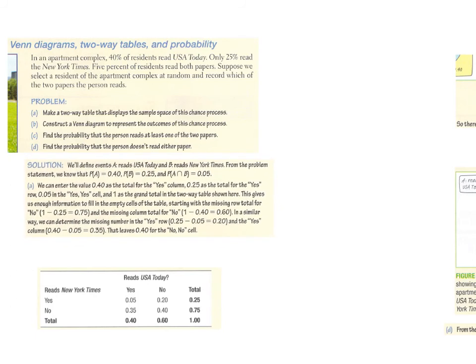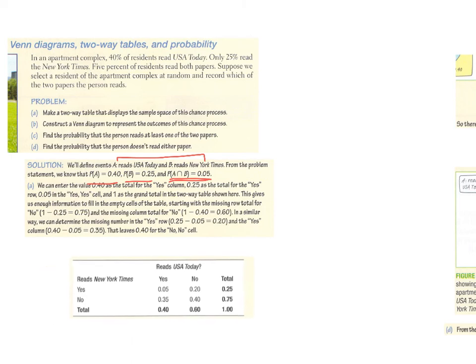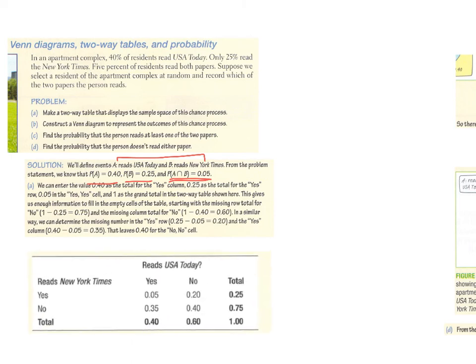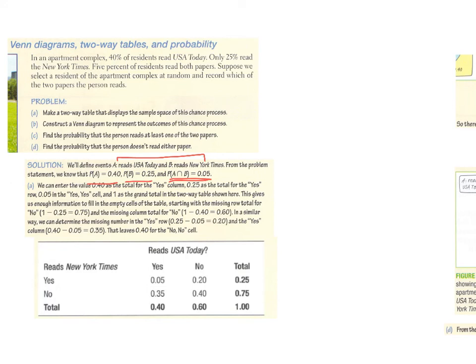We're going to define event A as reading USA Today and event B as reading the New York Times. So our events are defined for us right there. From the problem statement, we know that the probability of A is 0.4, B is 0.25, and we know the intersection is 0.05, where they read both papers. That's my intersection. They do A and B. So I can enter the value of 0.4 as the total in the yes column for making my two-way table. So here's my two-way table that I'm making down here. I'm looking at reading USA Today.